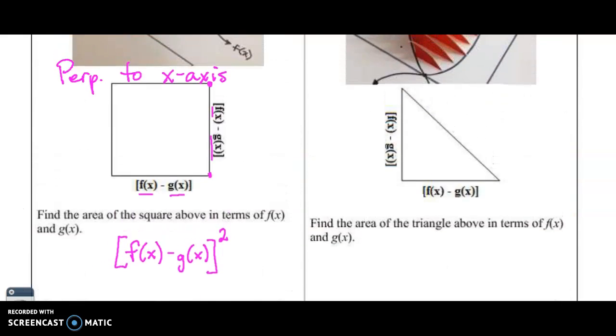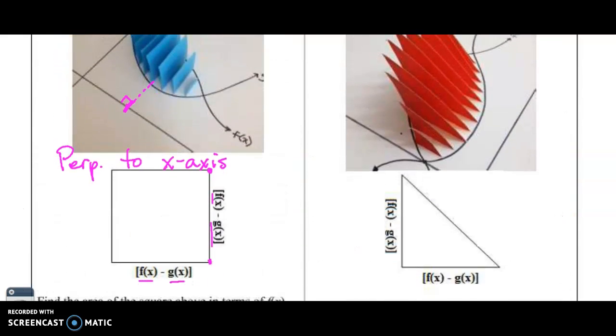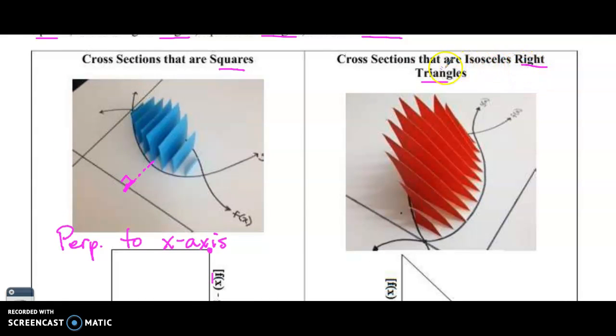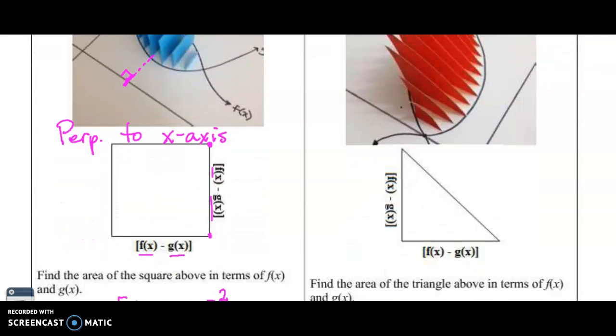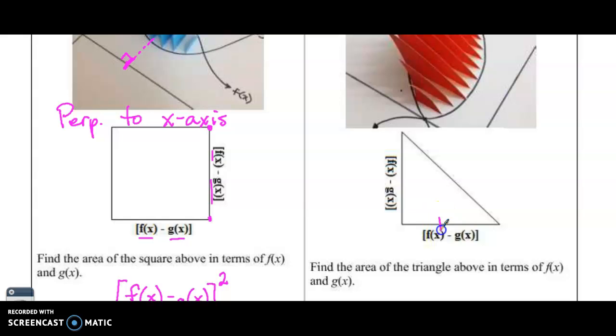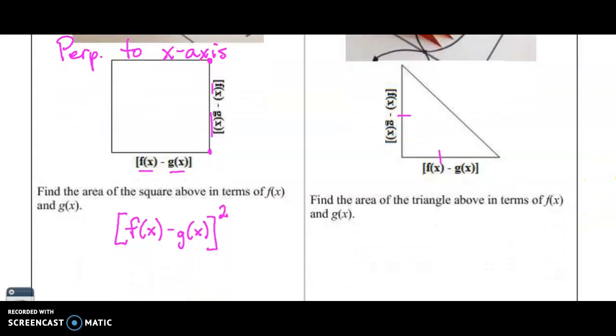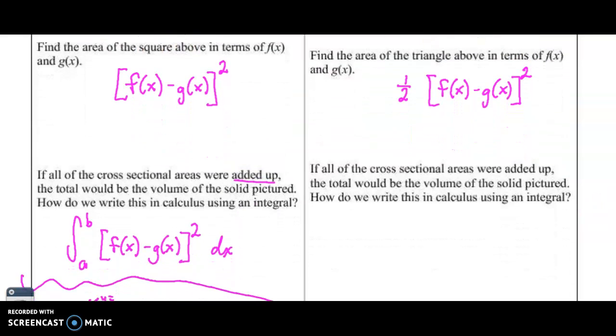As we look at this other one, notice that the directions say isosceles right triangles. Well, if they're isosceles right triangles, that means the base and the height are equal to each other. What's the area of one triangle? It's 1/2 base times height. Since the base and the height are equal to each other, we can just say f of x minus g of x squared.